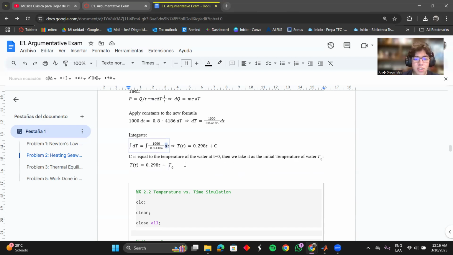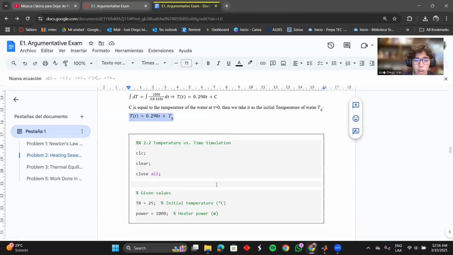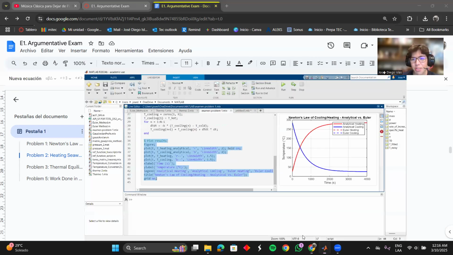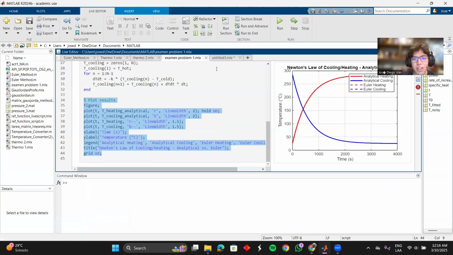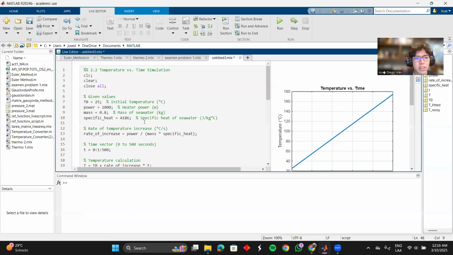So we just make it c equal, well, it's not equal, it is the fact that it is the initial temperature. So we know that. So now we pretty much have our formula, right? And now we have to use MATLAB again. So I'm going to start MATLAB again. I hope that it doesn't crash out because the other time it exploded.